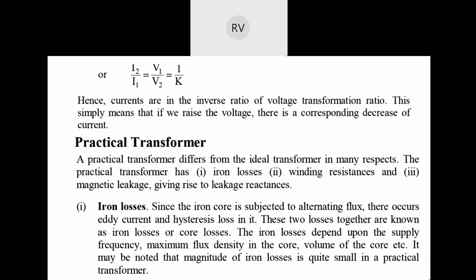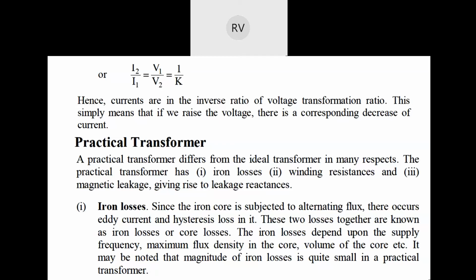Since the iron core is subjected to alternating flux, there occurs an eddy current and hysteresis loss in it. These two losses together are known as the iron losses or core losses. The iron losses depend upon the supply frequency, maximum flux density in the core, volume of the core, etc. It may be noted that the magnitude of iron losses is quite small in practical transformers.